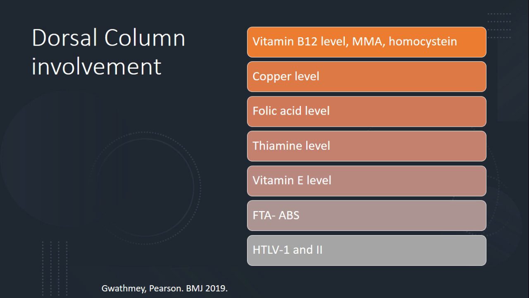One way to tell between vitamin B12 deficiency related dorsal column involvement compared to tabes dorsalis due to syphilis is that vibration is much more affected in patients with vitamin B12 deficiency compared to patients with tabes dorsalis, where there is primarily loss of pain sensation. So there is some differential that can guide us.